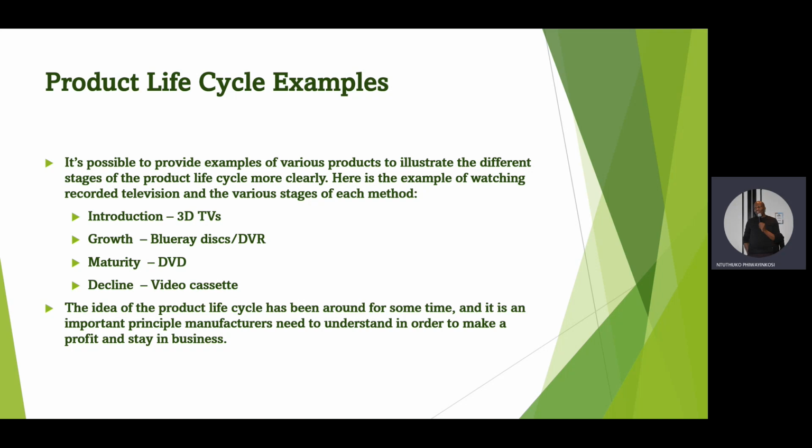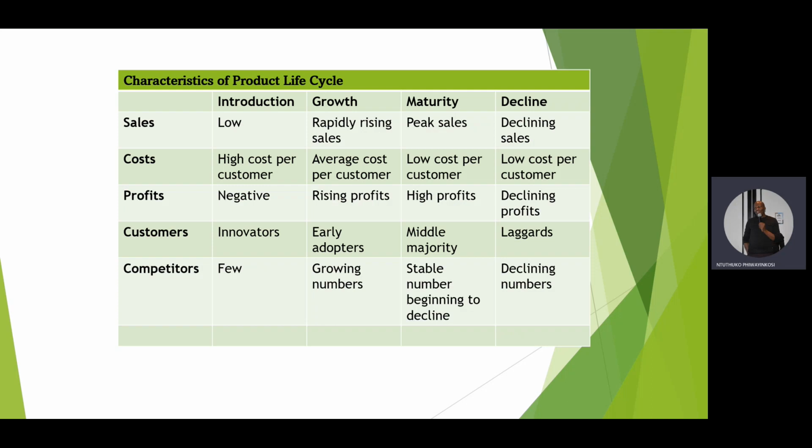So I'm not going to get to the product life cycle examples. Let us discuss now the characteristics of a product life cycle. There are 4 phases: introduction, growth, maturity, and decline. You have to know there are 5 characteristics of a product life cycle. We have sales, cost, profits, customers, and competitors.